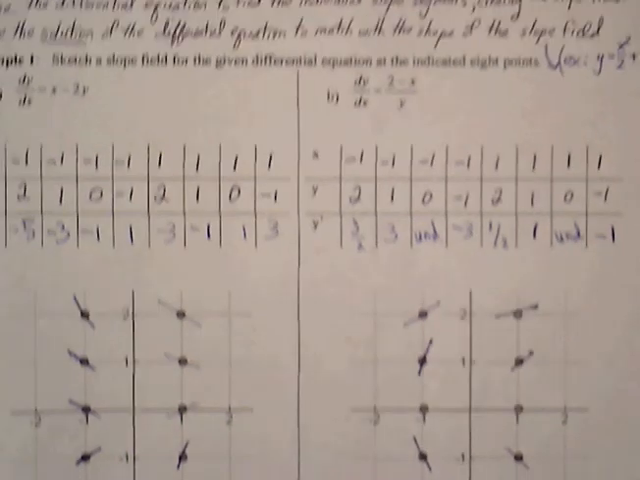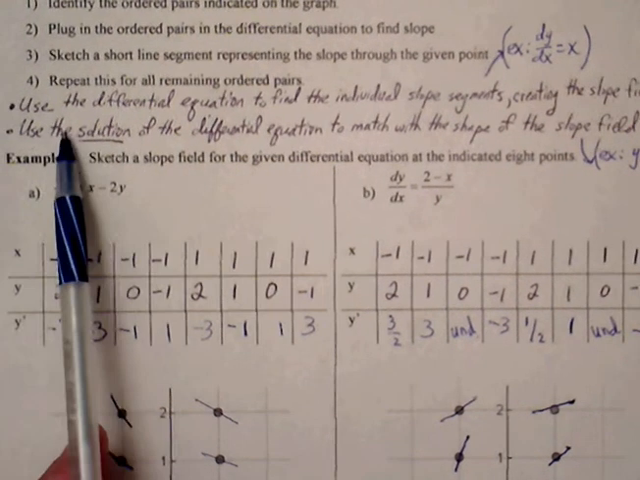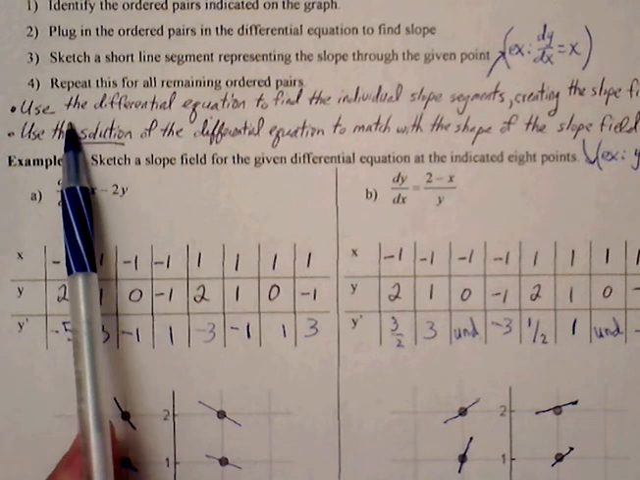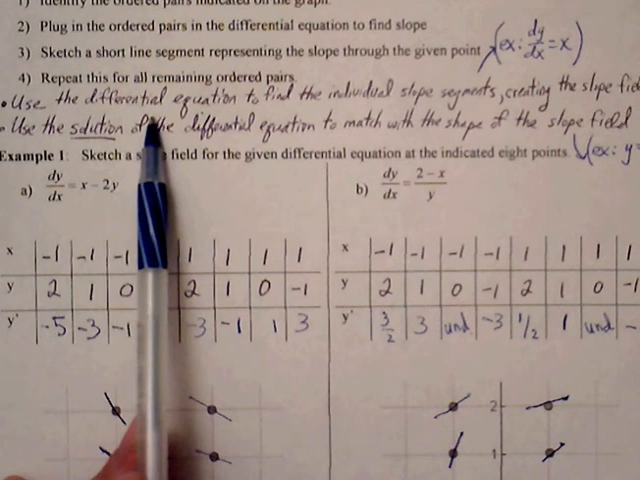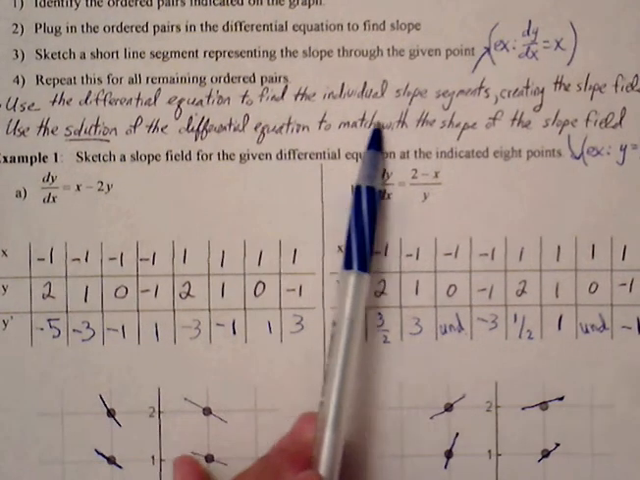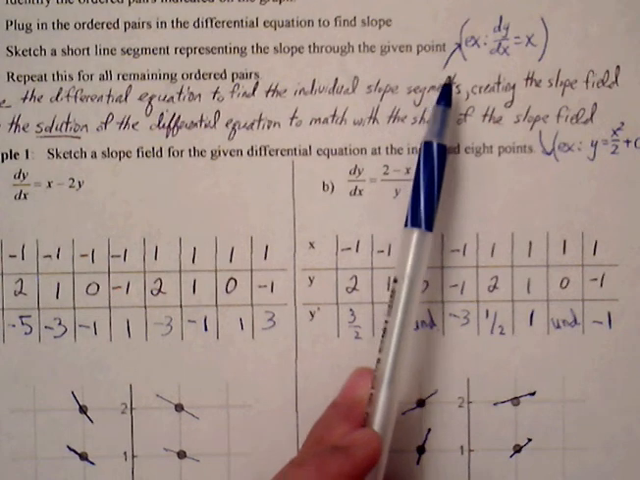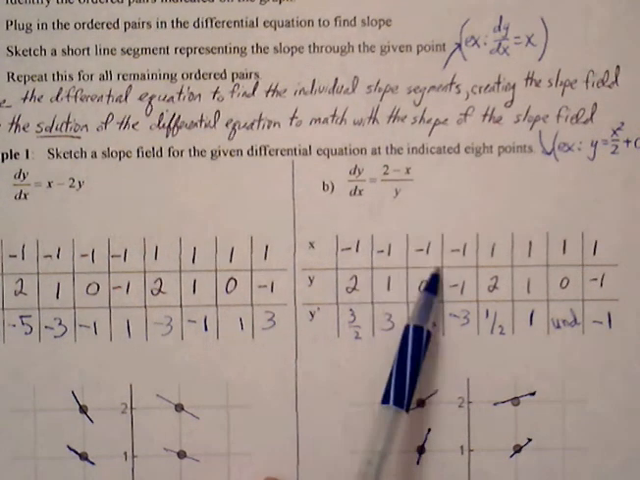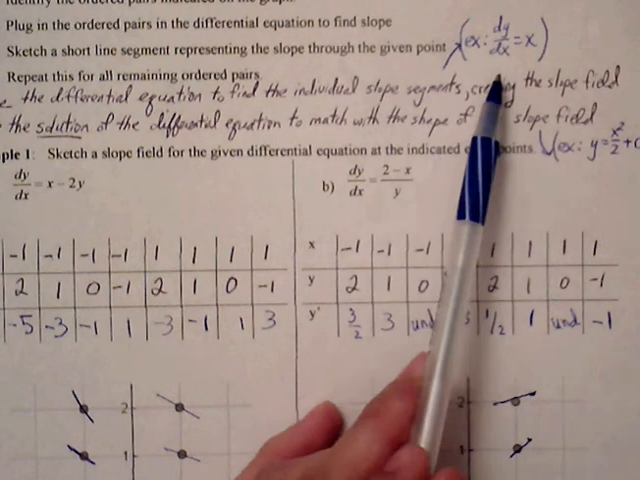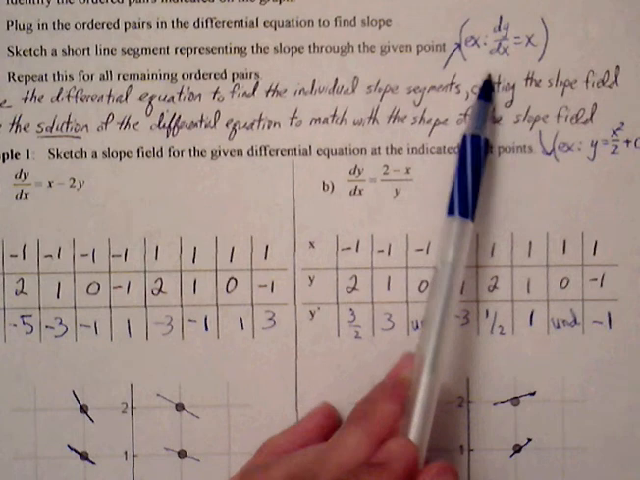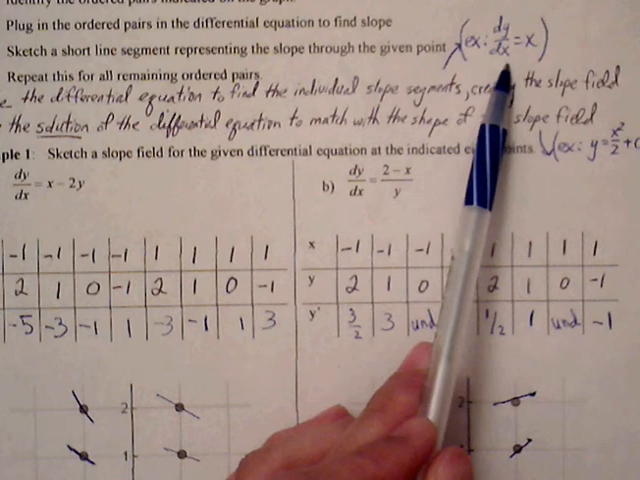Okay, so let's talk about the slope fields here, or talk about what the differential equation and what the solution provides for us. We're going to see this on the next page, but we're going to use the differential equation to find the individual slope segments creating the slope field. So that's what we did just now, right? Where we used the differential equation, plugged the ordered pairs in, and we are able to find these individual slope segments. So for instance, something in the form of what we just saw, maybe dy over dx equals x. Anytime you see a differential, you know that's going to be your differential equation.